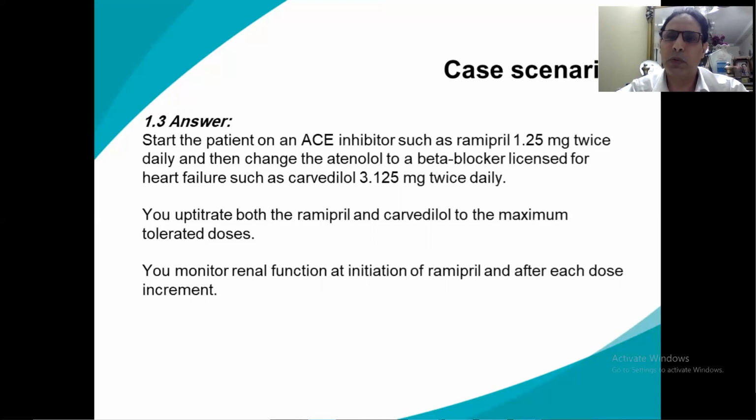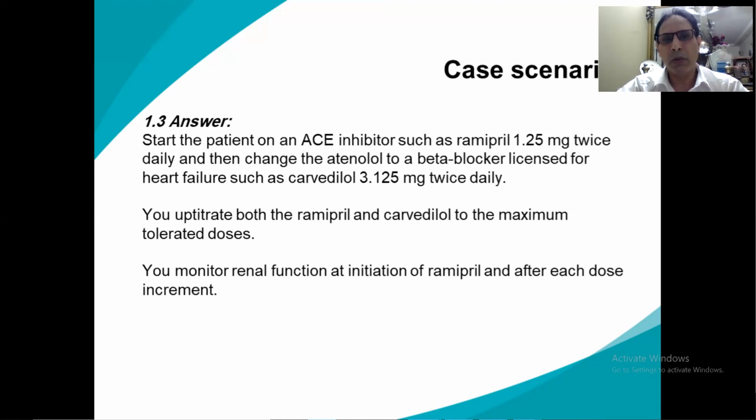Those beta blockers can be used for heart failure, and the American and European guidelines recommend metoprolol or bisoprolol, in addition to carvedilol, as the best group of drugs used in heart failure. So for that reason, they chose to change atenolol to carvedilol, at a small dose of 3.125 milligram twice daily. So first, the message of this management is to start with a small dose of ACE inhibitor, because ACE inhibitors can induce hypotension as a part of the side effects.